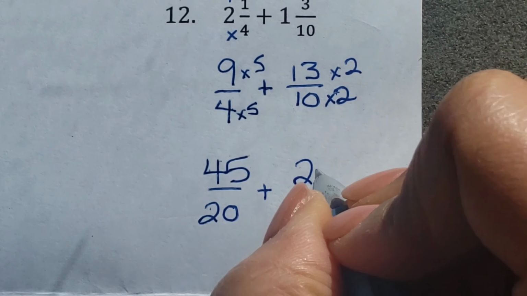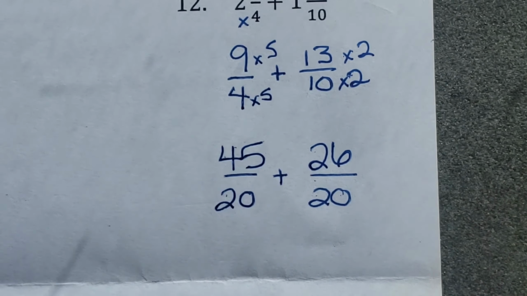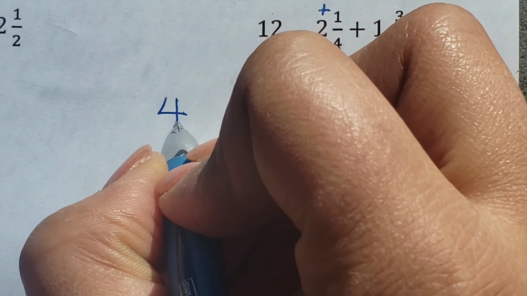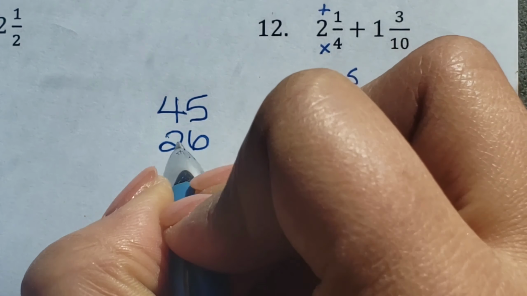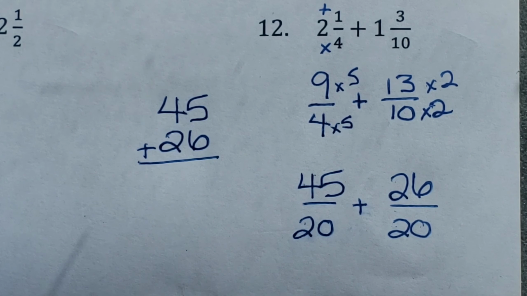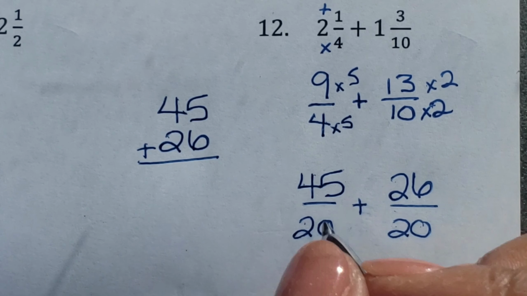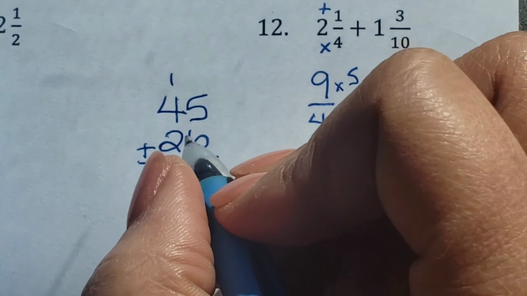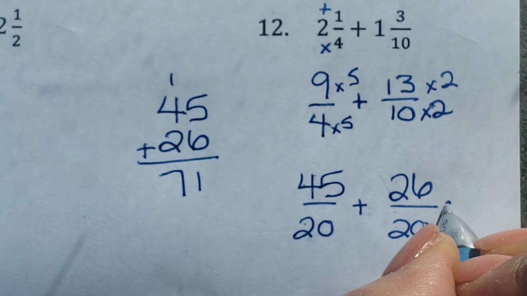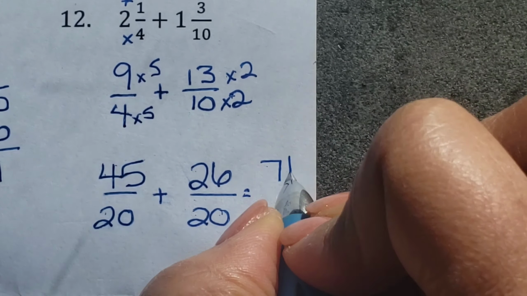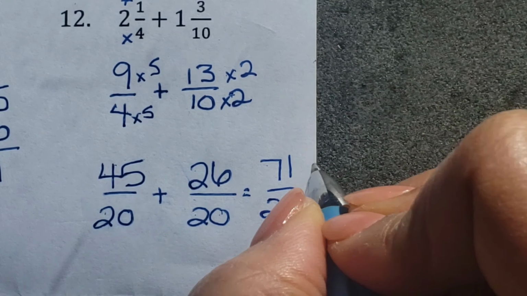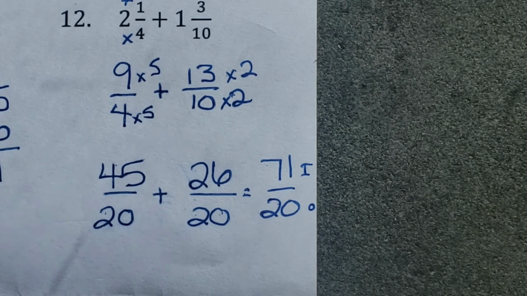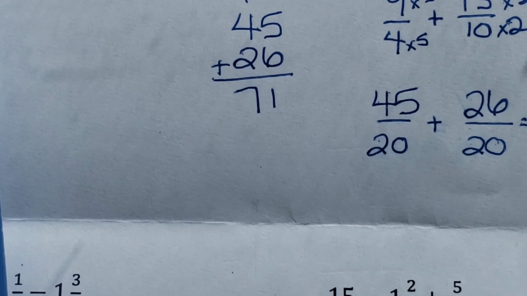Now I'm going to add straight across, but I'm going to do a little bit of math on the side here. 45 plus 26 is going to give me 71. Now I'm going to keep my denominator the same, which is 20. I have an inside and an outside, and I'm going to do a little bit of long division.